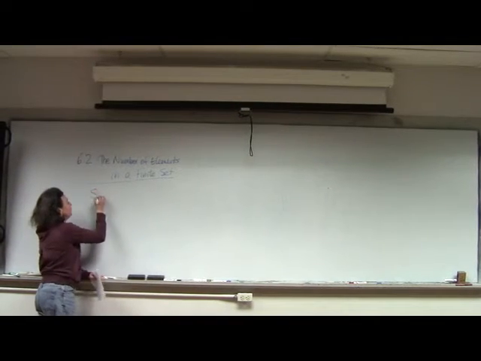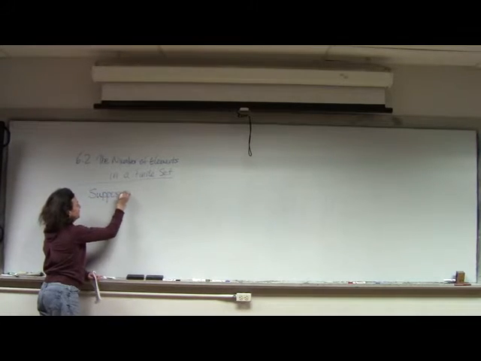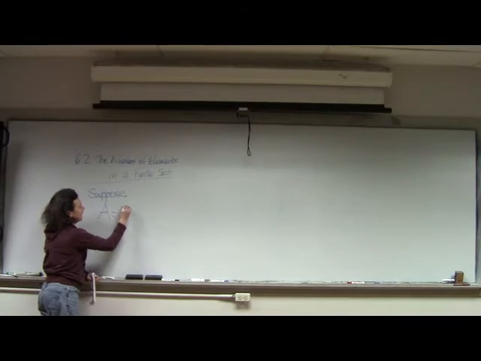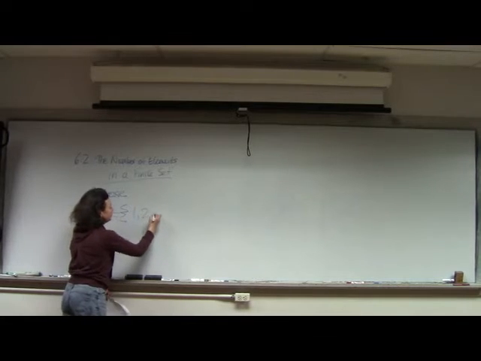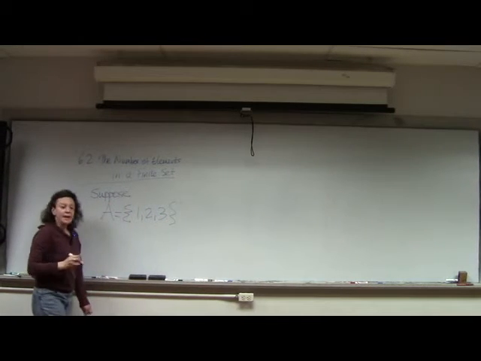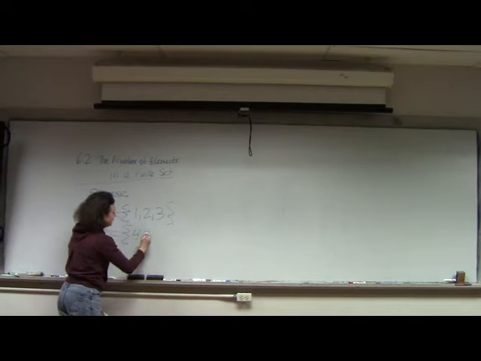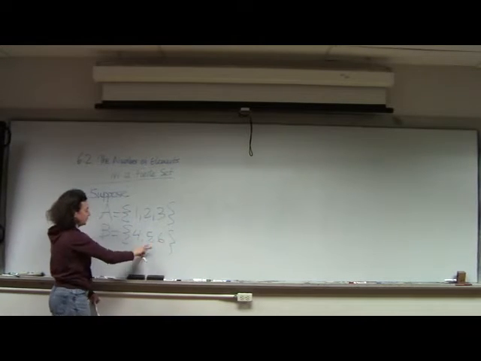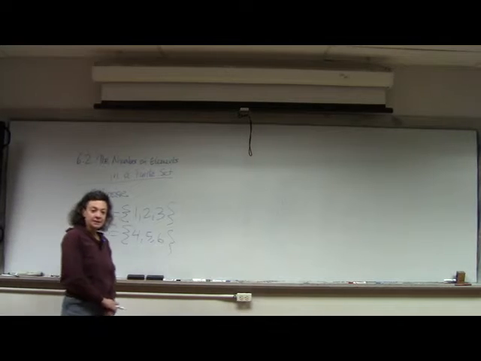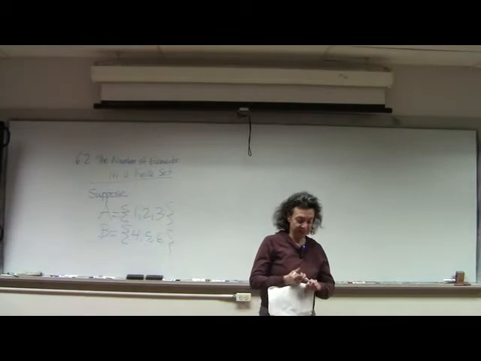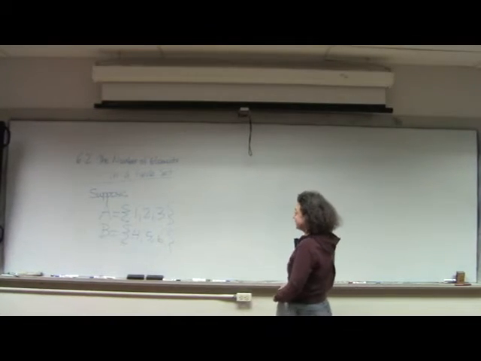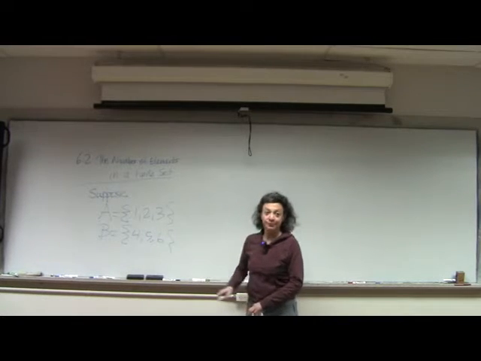Suppose I have the sets A, and A is going to be 1, 2, 3. And suppose I have a set B, and B is also a set with 3 elements. It contains 4, 5, and 6. Granted, not very interesting sets, but that's fine.